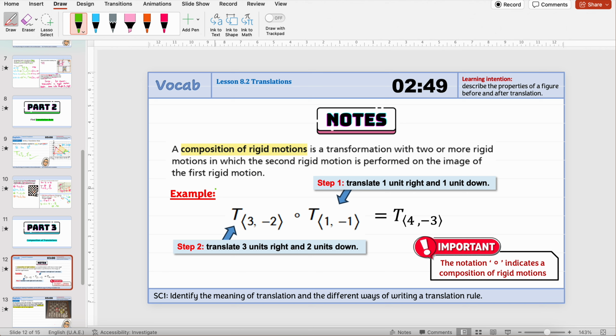Suppose that you moved a point A, 1 to the right and 1 down. It gave you the new point B. Then B, sorry, we call it A prime, I'm sorry.